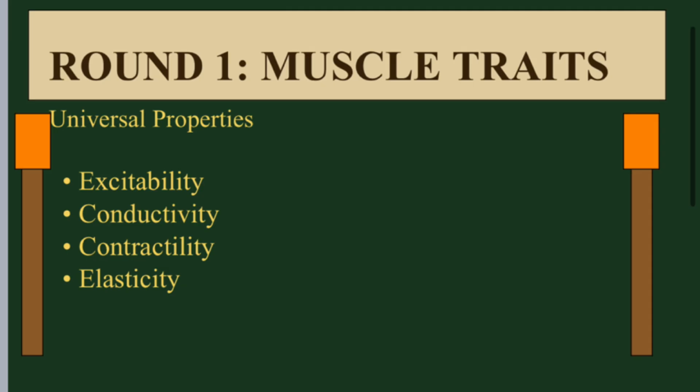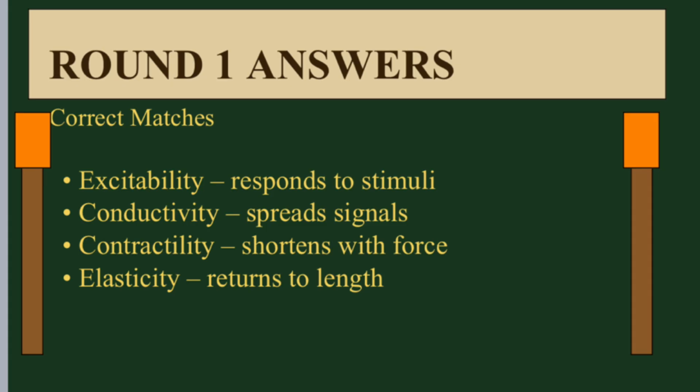Round 1. Contestants, welcome to your first challenge, Know Your Muscle Traits. Each of you will be given a definition. Say the correct universal muscle characteristic. Contestant A. Excitability. It's the ability to respond to stimuli, usually from a neuron.